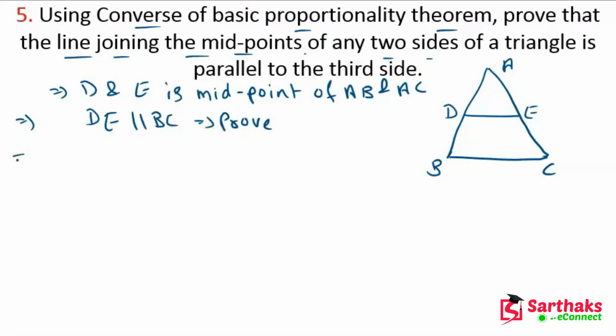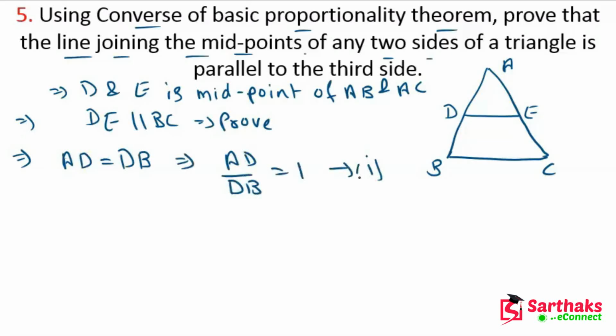Now, if D is a midpoint, then AD is equal to DB, and we can also write AD upon DB equals 1. This is our equation number 1. Similarly, if E is the midpoint, then AE upon EC is equal to 1, which is our second equation.